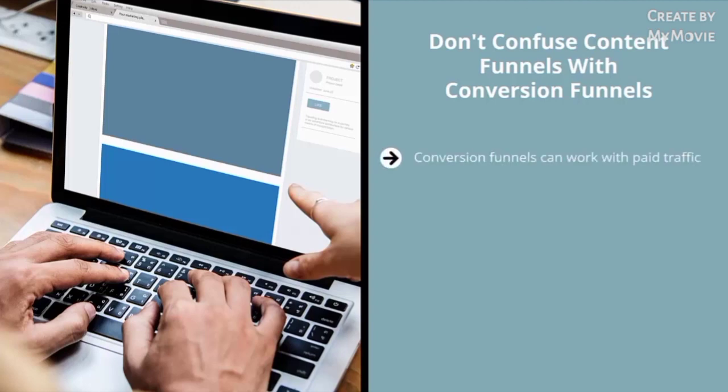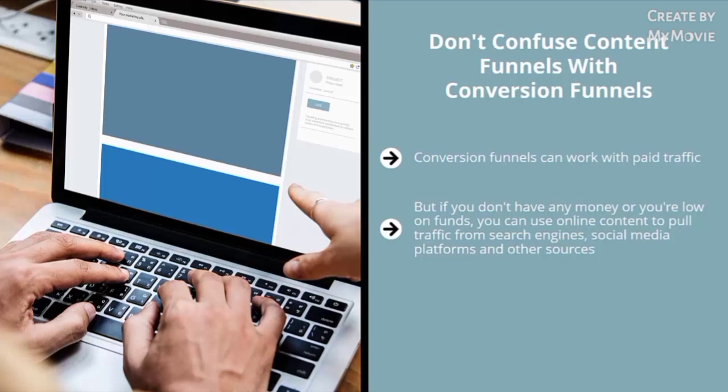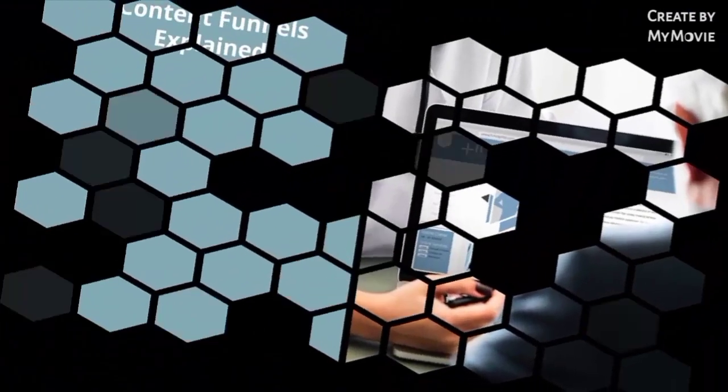Conversion funnels can work with paid traffic. You basically just buy traffic and dump it into a series of pages, and what comes out is a sale. Pretty straightforward. I'll teach you how to optimize these later. But if you don't have any money or you're low on funds, you can use online content to pull traffic from search engines, social media platforms, and other sources for online traffic and plug these into your conversion pages. You need to know how these two alternative models work. You can't confuse the two. If you think they're one and the same, then you're playing the game wrong, and it's no surprise that you are losing money hand over fist.